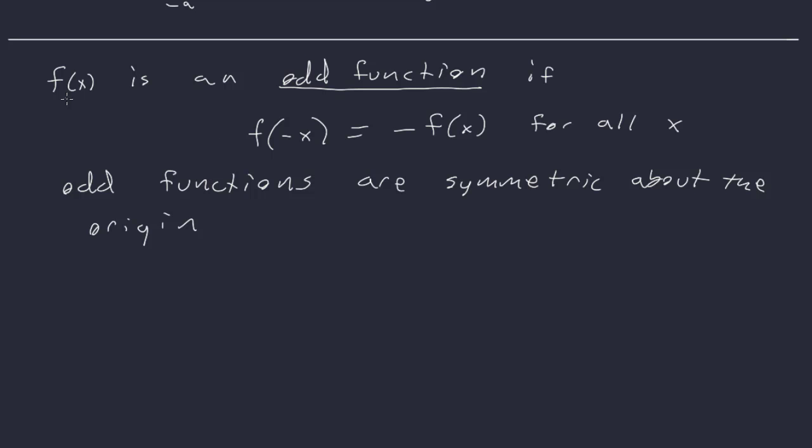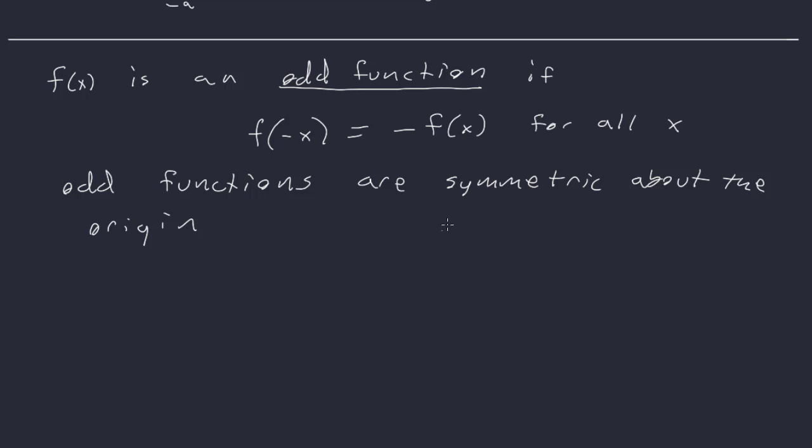Okay, on the other hand, odd functions. F is an odd function if when we plug in negative x, we can actually take out the negative. So if you can factor a negative out of a function completely and get back to the original, that's going to be an odd function.